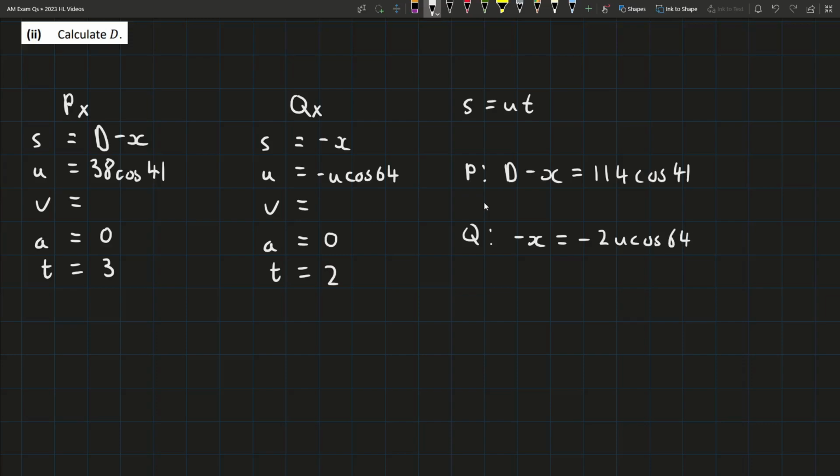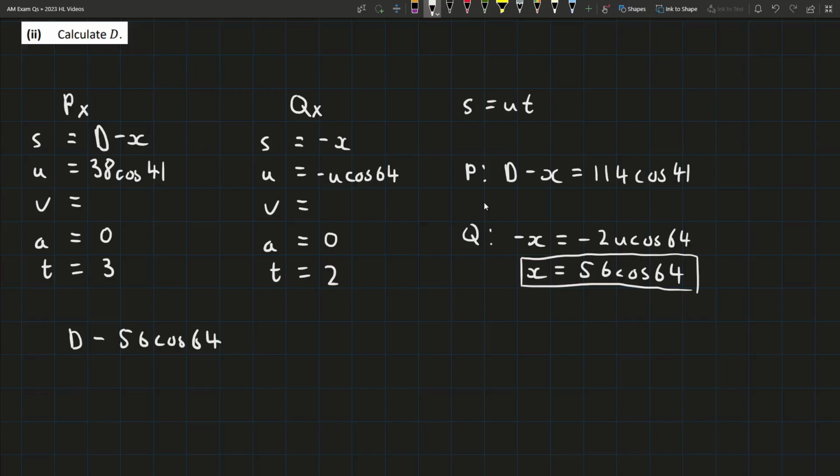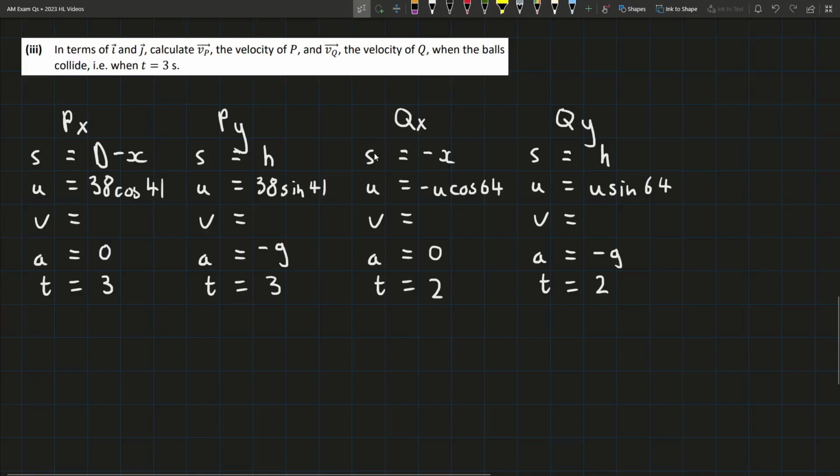Remember, we found u to be 28 meters per second in the previous part. So we can say x equals 2 times 28 is 56 cos 64. So we actually already have a value for x, and we can just plug that into the equation for p, and we'll get a value for d. So you can say that d minus 56 cos 64 equals 114 cos 41. That means that d equals, bring that 56 cos 64 to the other side as a plus, and we get that d is about 110.586 meters.